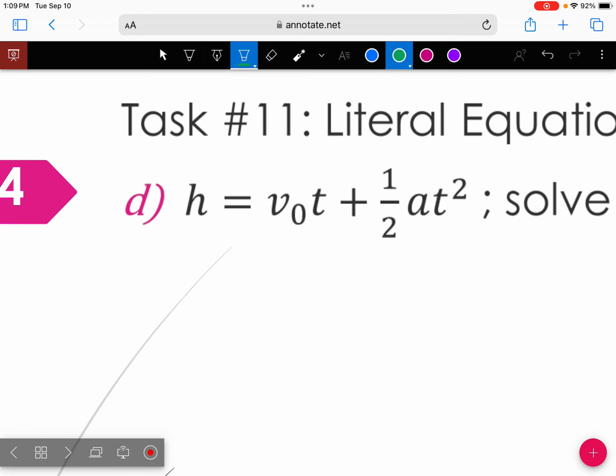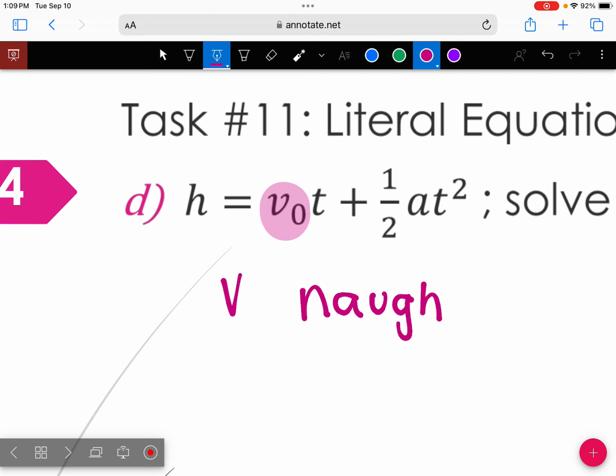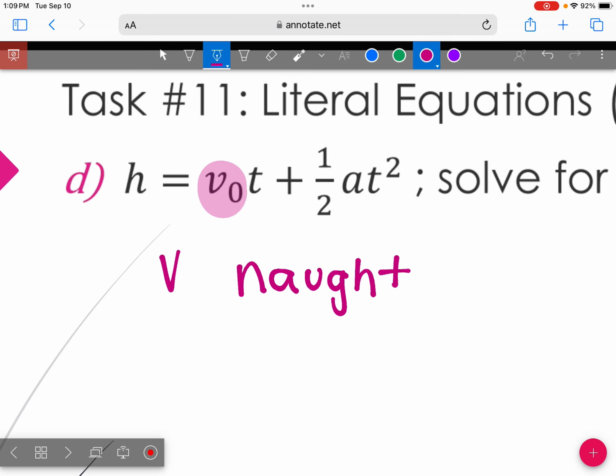It's a 0. This is often read as V-naught, N-A-U-G-H-T. Naught. It means 0. It means at the start. It's a velocity kind of thing, so if you did physics, you may have seen that. It's a velocity thing, but we read that as V naught or V sub 0.